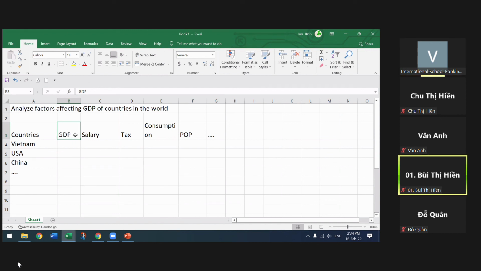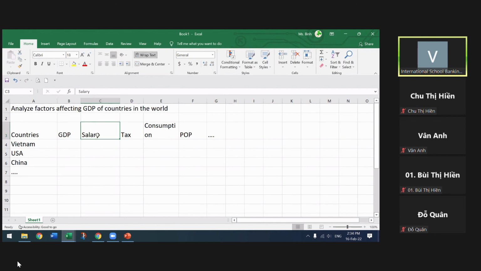So for example, we can get information on GDP, on salary, or tax rate, or the total income tax of the country, something like this. And also the export tax or import tax, many kinds of tax. So for these variables, we can get data in 2020. That means the latest information we can get.